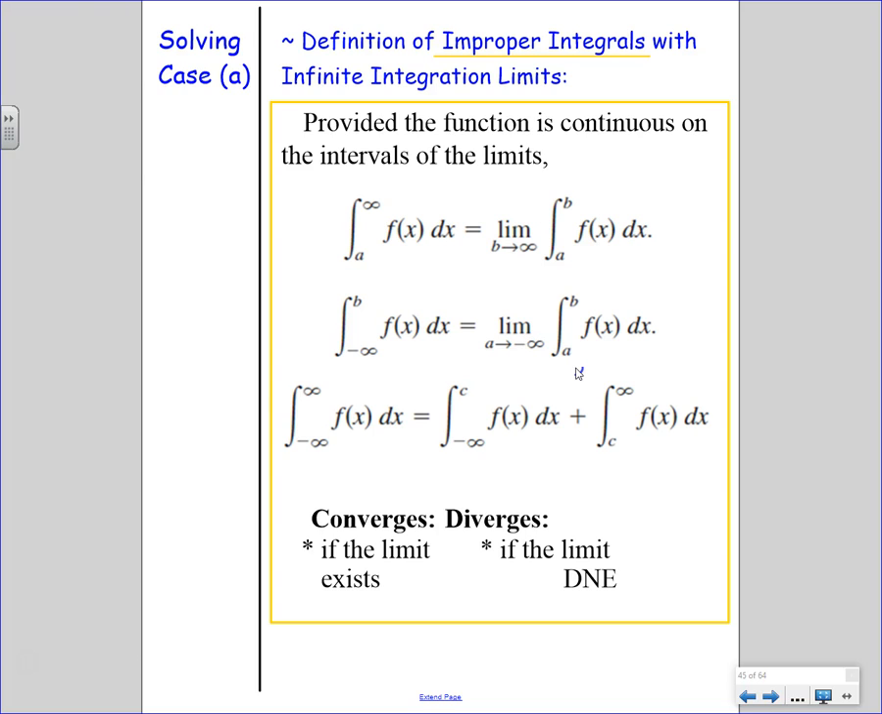If you have an improper integral with two infinite bounds, it gets a little more complicated because you're going to have to take two different limits and split the integral up. But we're kind of used to that, like with absolute value. The improper integral will converge, stabilize, if the limit exists. I should say the improper integral will diverge if the limit does not exist.